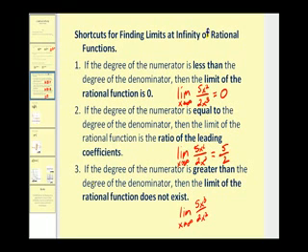And then lastly, if the degree of the numerator is greater than the degree of the denominator, then the limit does not exist. So if this has a higher power, this is growing faster than the denominator and therefore would approach, in this case, positive infinity, which does not exist. Okay, let's take a look at three additional examples.